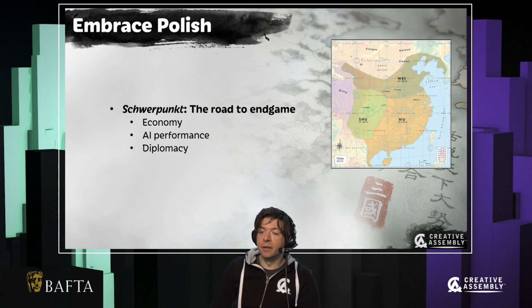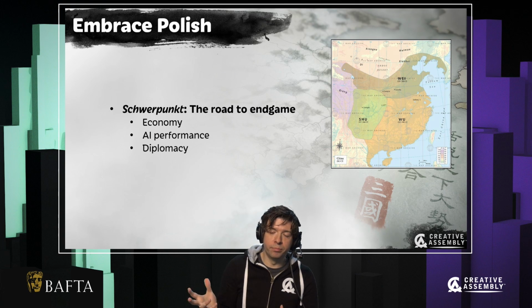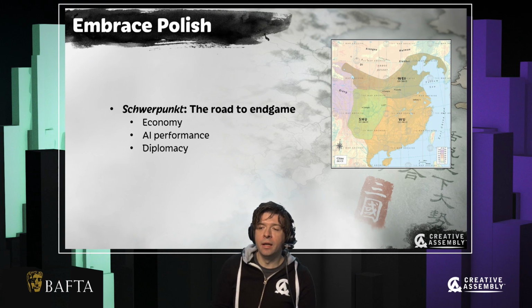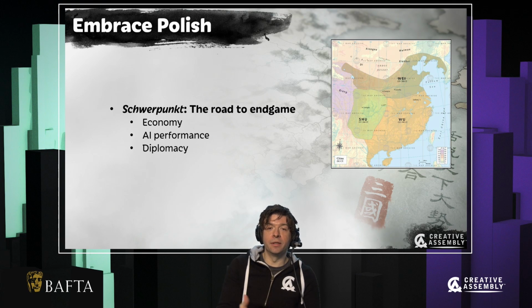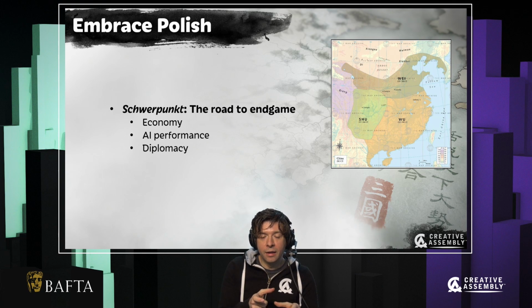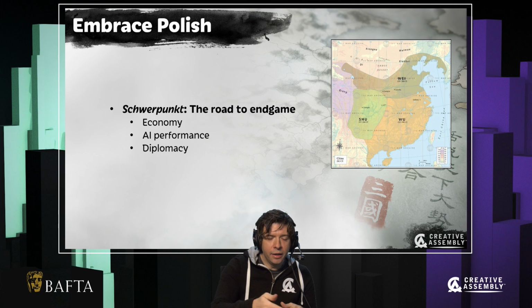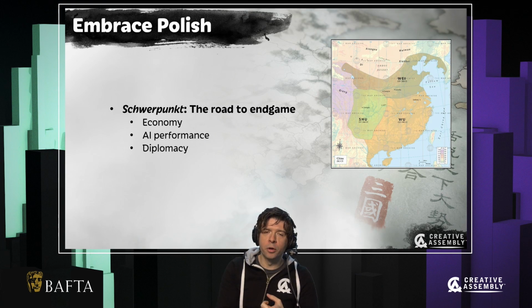Another example here was the road to the end game, which caused a bit of trouble during development. Here we applied the Schwerpunkt and looked closely at how players get into the end game in your campaigns. We looked at the economy. Was it maybe too loose? Was it too easy to get a lot of money? We looked at the AI performance. Was the AI maybe struggling to play the game? Because what we wanted to achieve was the namesake three kingdoms.